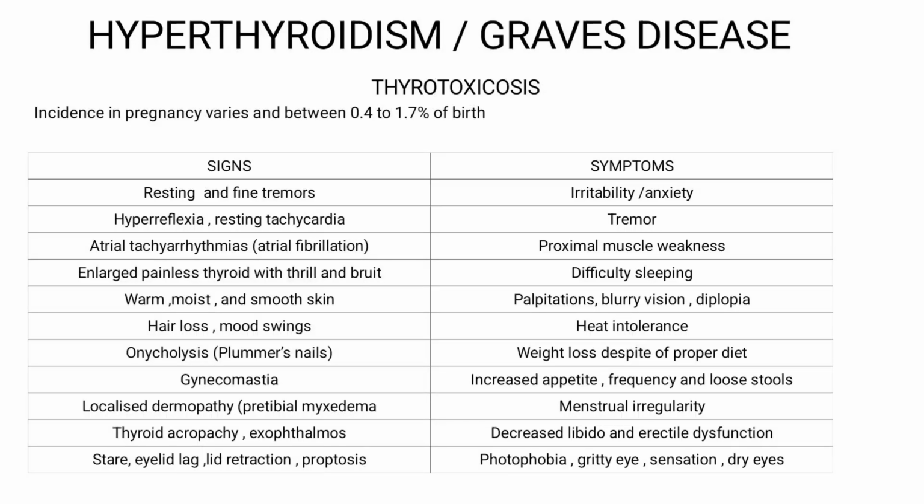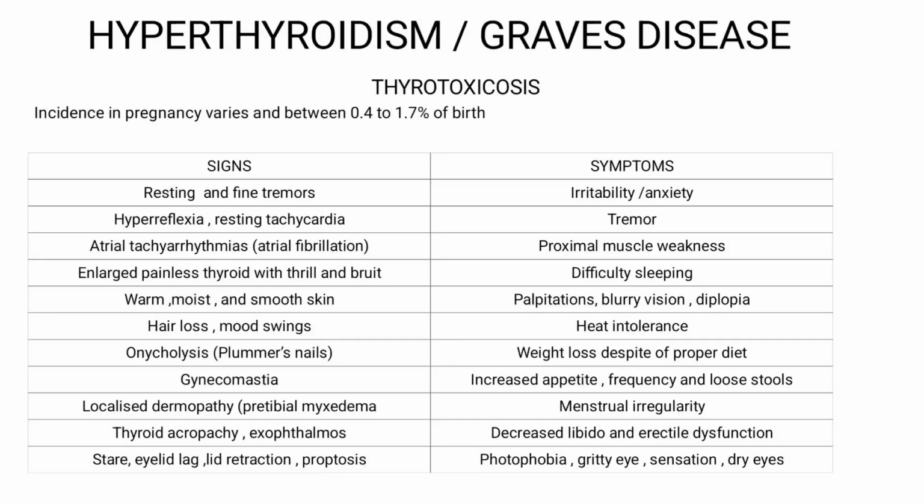Now what are the features of hyperthyroidism or Graves' disease? Hyperthyroidism or Graves' disease leads to thyrotoxicosis, meaning serum TSH level is very low, and serum free T3 and free T4 levels are very high, and the incidence is around 0.4 to 1.7% of births.